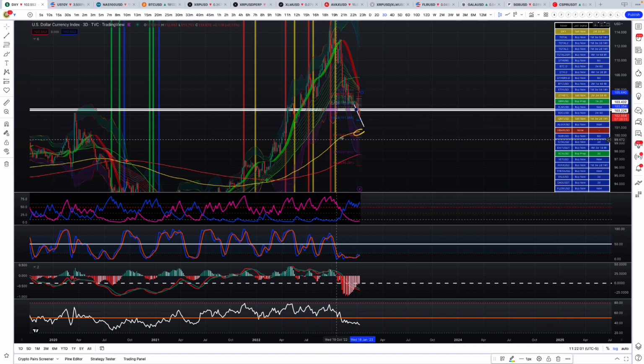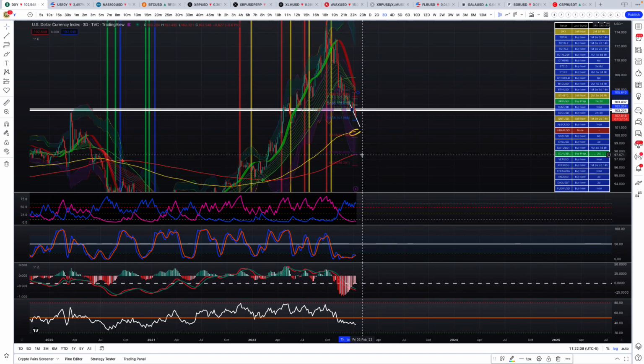And then if we break even lower, we have these extension targets that line up with the bottom of the channel down here, so 97.6. So things are looking good. Dollar top, we've already said it, it's in.